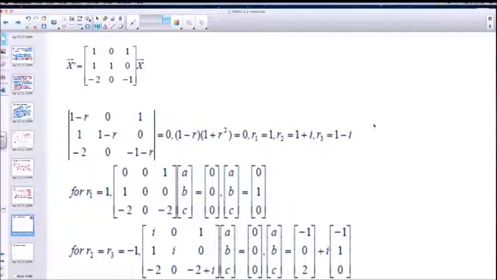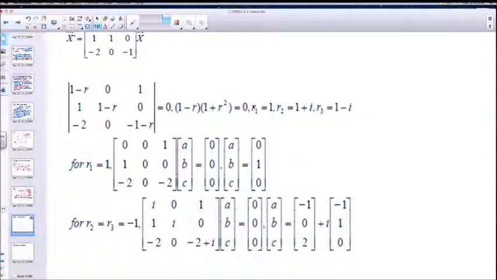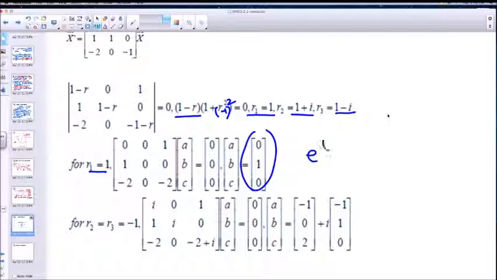I have 10 minutes. Look at an example here. It's a 3 by 3. In this case, when I get the characteristic equation, I get one real solution and two imaginary solutions. Positive i and negative i, it's really minus 1 squared. And for this real solution, nothing new. You just get this vector, and your solution is e to the t times 0, 1, 0, as we did.